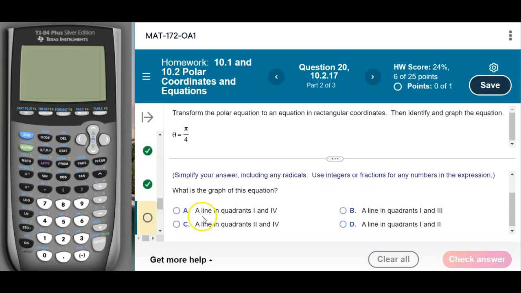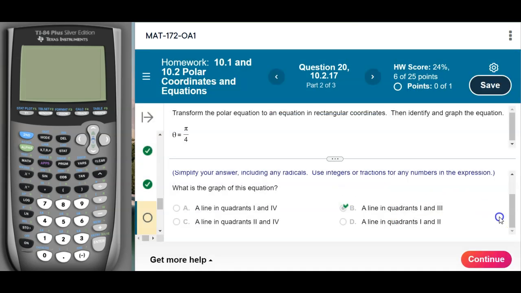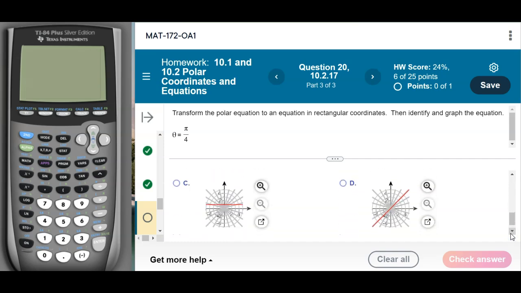All right, what is this? It's a line in quadrants 1 and 4. Nope, it's a line in quadrant 1. That's our y equals x line. Then they have you graph it at the very end. Just use a graphing calculator if you don't know what the graph of y equals x looks like. But there's one I just drew. Right, pi over 4. That's that part of the line. If we kept going around, 5 pi over 4 would be the other part of that line. Just adding pi. That's the one that we're after.